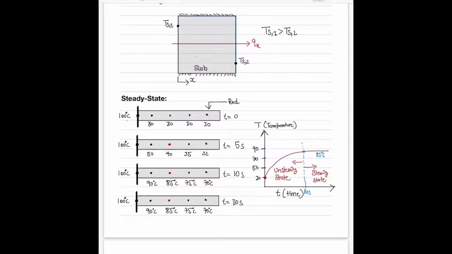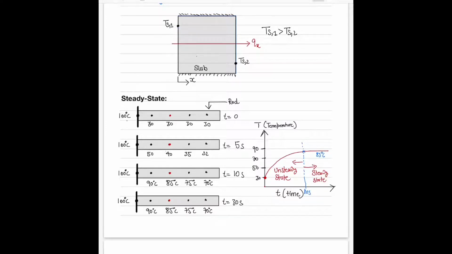Now after a time of 30 seconds, we will observe that our temperature is not increasing at the same point. Its temperature at this node is 90 degrees Celsius, as it was at a time equal to 10 seconds, when it also had a temperature of 90 degrees Celsius. Similarly for 85, 75 and 70 at the other nodes. So this means that between time 10 seconds to 30 seconds, the temperature in the block is not rising with time. This means our rod is in steady state.